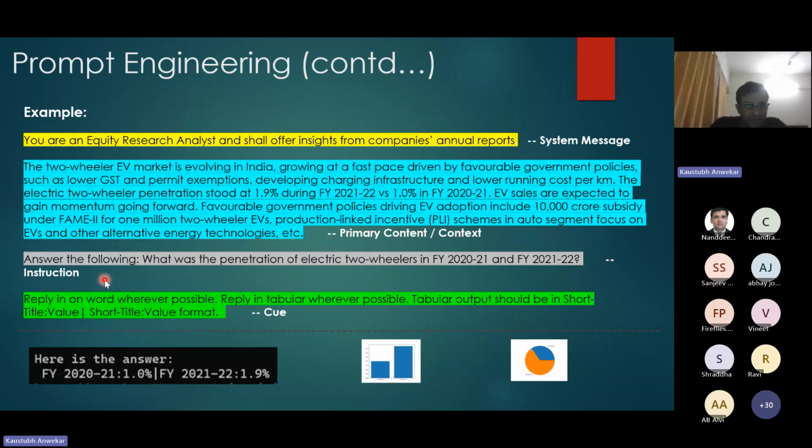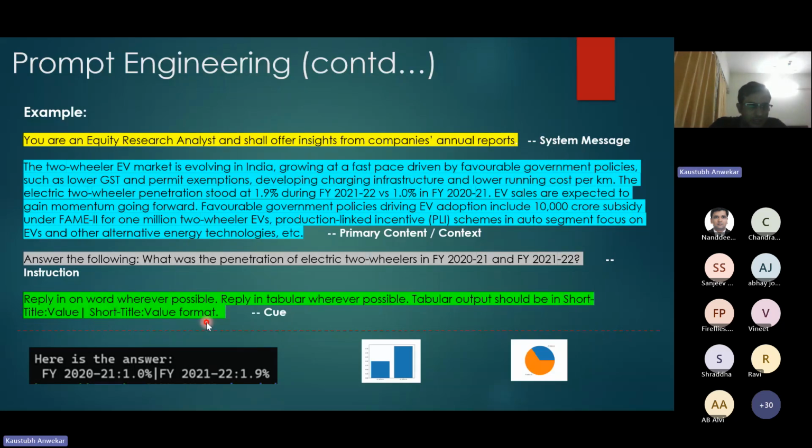Then the very specific instruction: what is the penetration of electric two-wheelers, and how do I want that answer to be? I'm telling the LLM that whatever you answer, reply in one word wherever possible, and reply in tabular format wherever possible, and it should be in short title colon value pipe short title colon value.